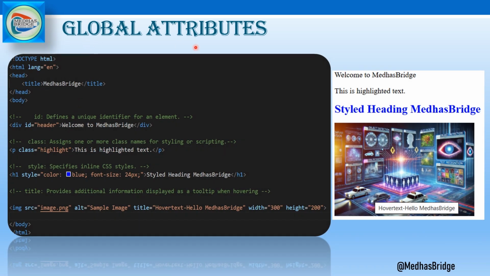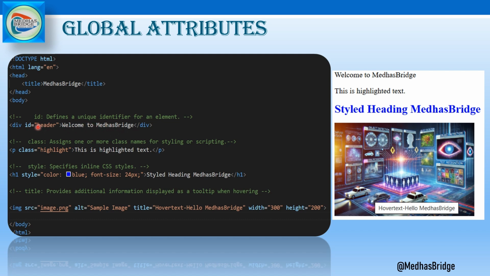Let's look at global attributes now. So what are the attributes we can consider as global? Okay, so div is the starting of the div, and this is the ending of the tag, within which we are defining a welcome to MyThesBridge. So you see this one, id equal header, this is a key value pair, right? This is called an attribute, the attribute which we are giving for this tag within the div tag, the one which we are displaying welcome to MyThesBridge, right?